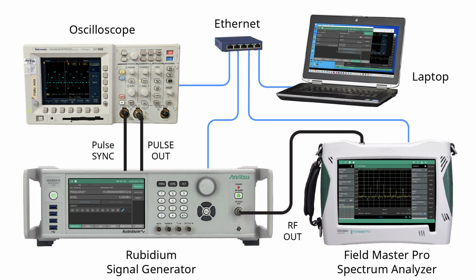This is the setup I will use to show how to generate a pulse train. RF output of Rubidium signal generator is connected to MS2090A Anritsu handheld spectrum analyzer. You can see that I have connected Rubidium's pulse out and pulse sync signals available on the back panel to an oscilloscope so that we can see the pulse pattern generated. The Ethernet ports of Rubidium, MS2090A and oscilloscope are all connected to my laptop through an Ethernet switch. This enables me to run remote GUIs for each instrument on the laptop so that I can control, configure, and display Rubidium's waveforms or RF output spectrum on the laptop.